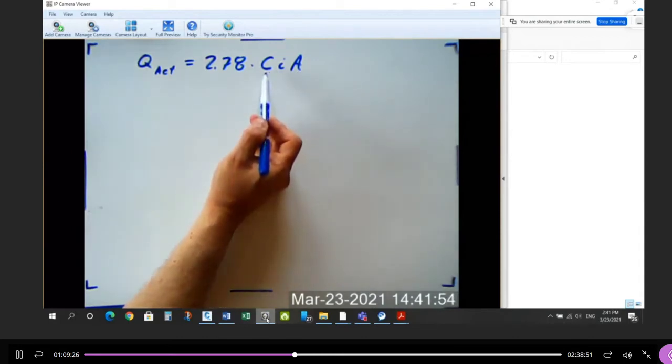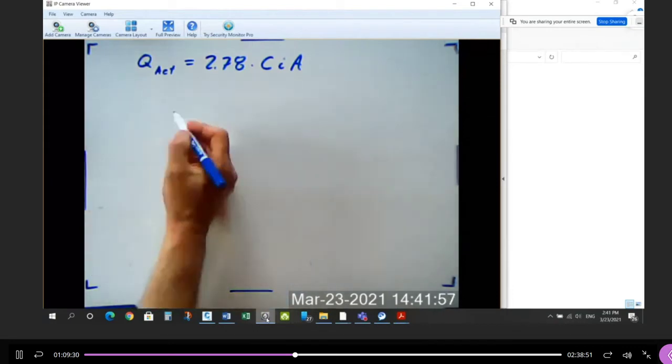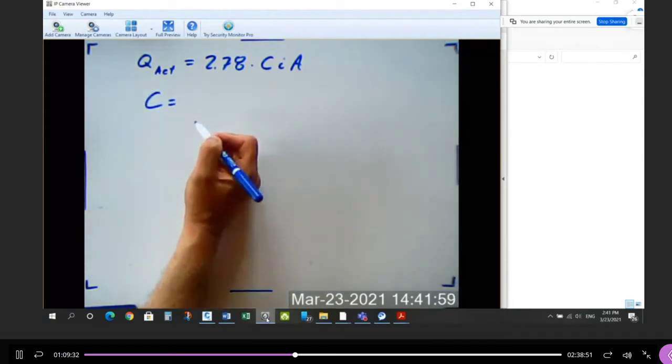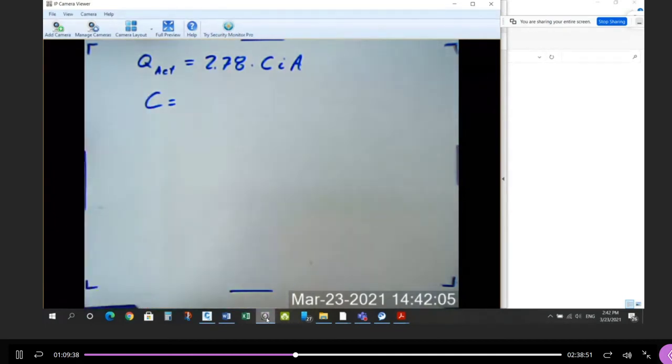Okay, now C is the runoff coefficient. I'm going to use the worst case scenario for our subdivision. So what's the biggest C we have on our site? What's the biggest C value? We have singles and we have townhouses. So what's the biggest C?